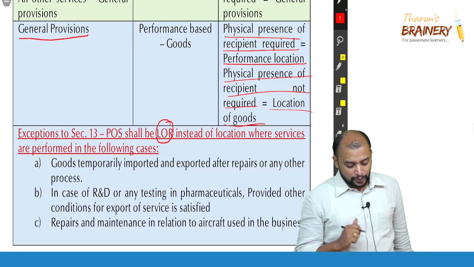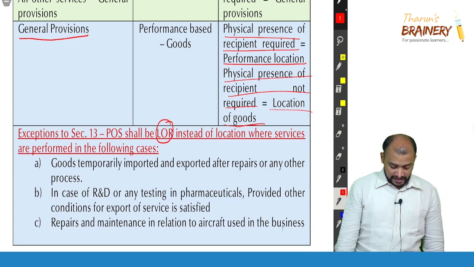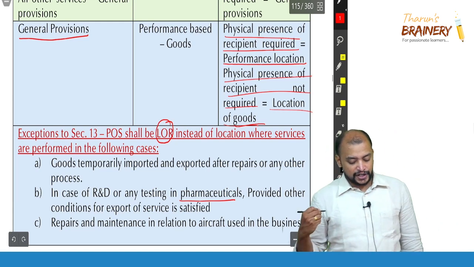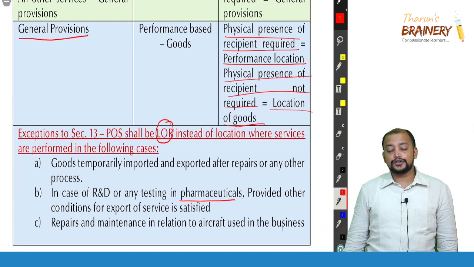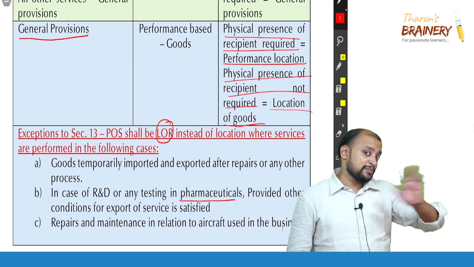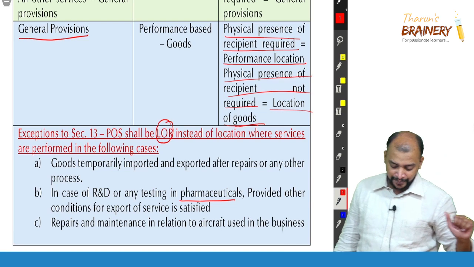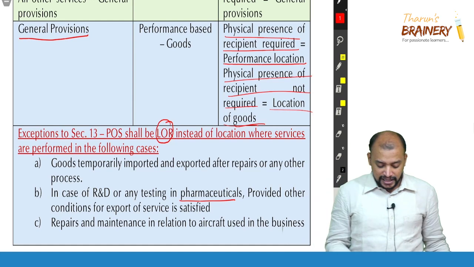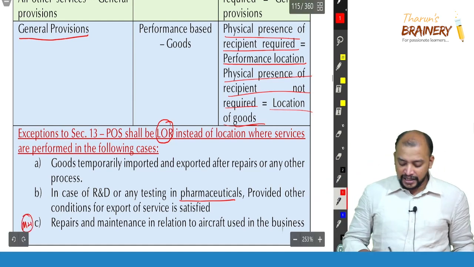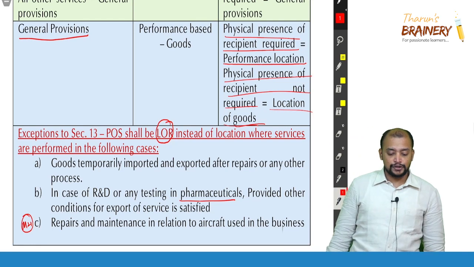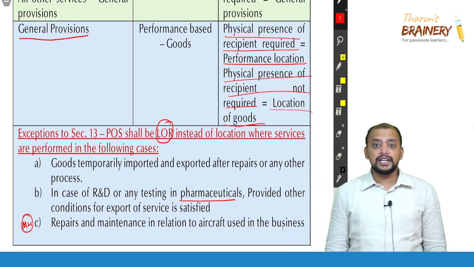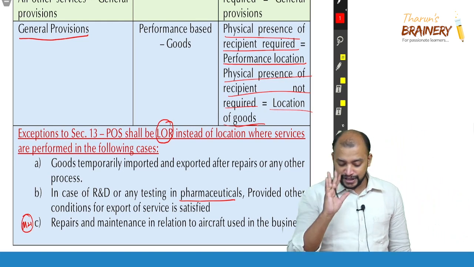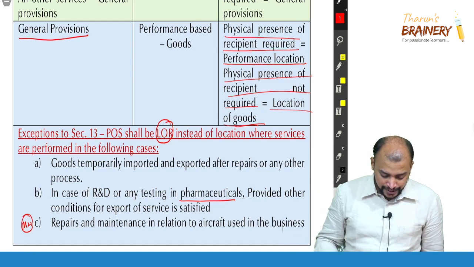Okay. Then the second one, in case of R&D services in relation to pharmaceuticals, provided other conditions for export of service are satisfied, then also location of recipient will be taken as the place of supply, but not location where services are actually performed. Repairs and maintenance in relation to aircraft used in business. This is the latest amendment, May 21 amendment. In case of repairs and maintenance in relation to aircraft also, we will take location of recipient as the place of supply, but not location where services are actually performed. Okay. So this is about performance based service in relation to goods.